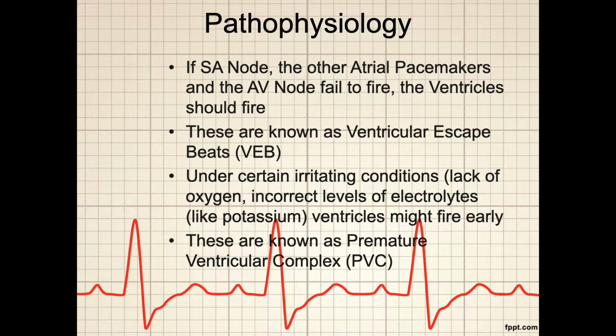Impulses from the ventricle occur because of a number of different reasons. If the SA node or the other atrial pacemakers and the AV node fail to fire, the ventricles should fire, and this is known as ventricular escape beats, or VEBs. Also, under certain irritating conditions, such as lack of oxygen, incorrect levels of electrolytes, especially potassium, the ventricles might fire early. If the ventricles fire early, these are known as premature ventricular complexes, or PVCs.